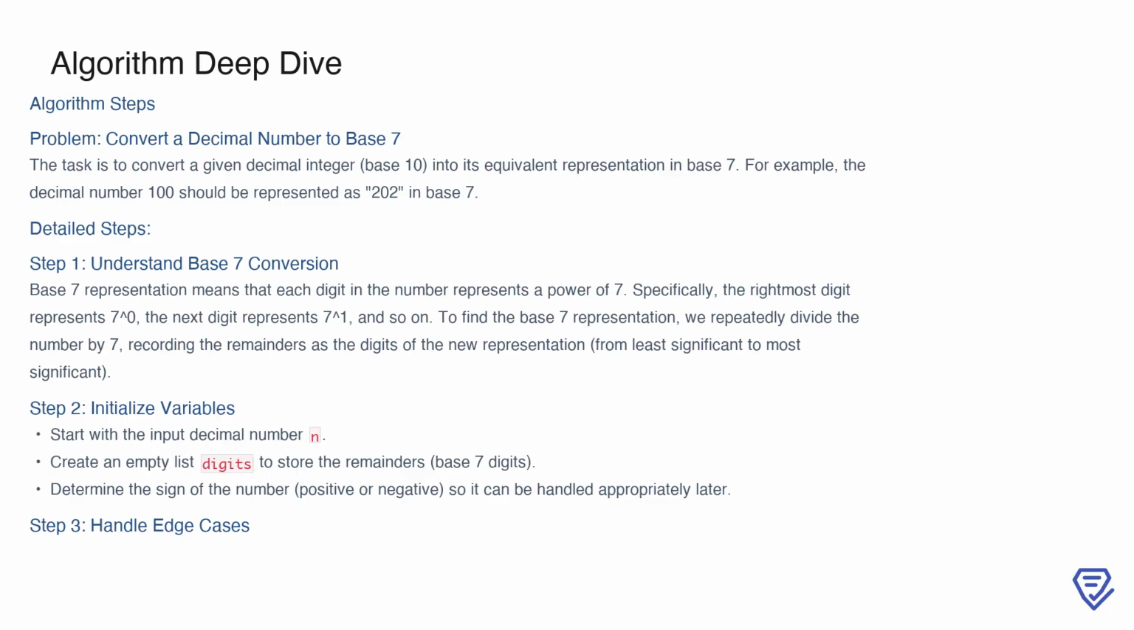These remainders are recorded from least significant to most significant, meaning we eventually reverse their order to form the final result. To start, we initialize a few variables: the input number n, an empty list digits to hold our remainders, and a way to track the sign of the number, since negative numbers will require special handling. Additionally, we'll account for edge cases, like when the input is 0, where the result is simply 0.